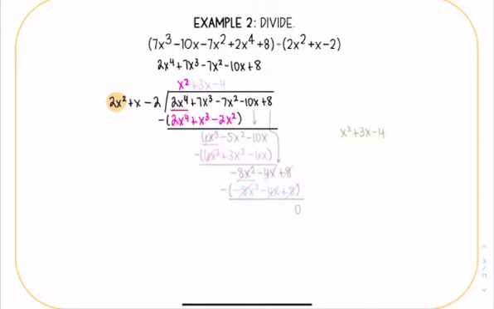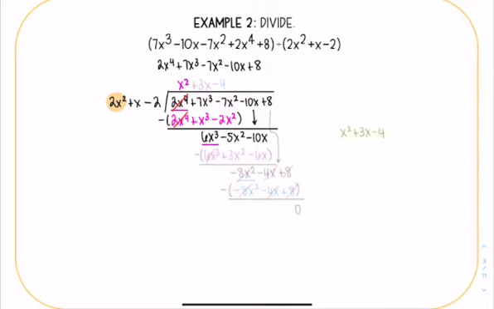So 2x to the 4th minus 2x to the 4th cancels. We have 7x cubed minus x cubed, which gives me 6x cubed. We have negative 7x squared minus negative 2x squared, which is really negative 7x squared plus 2x squared, so we get negative 5x squared. And then the last term gets brought down, so minus 10x. And we start the process over again.